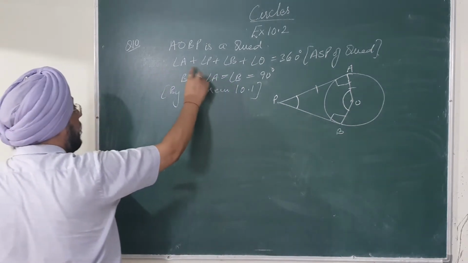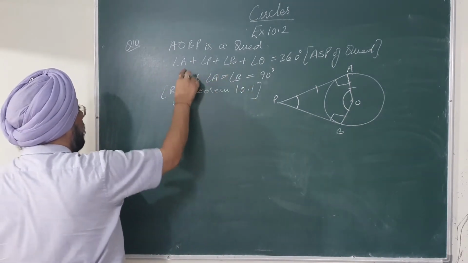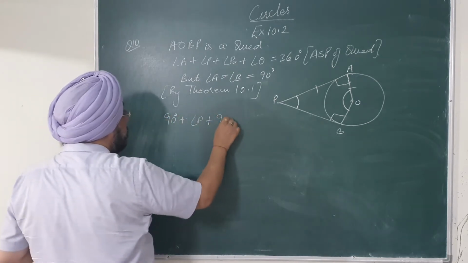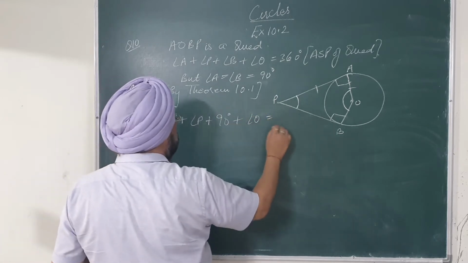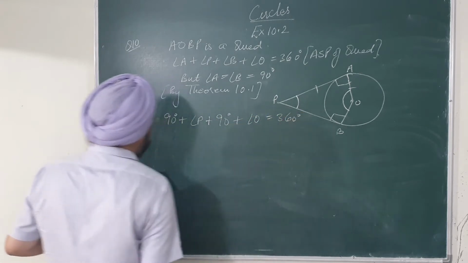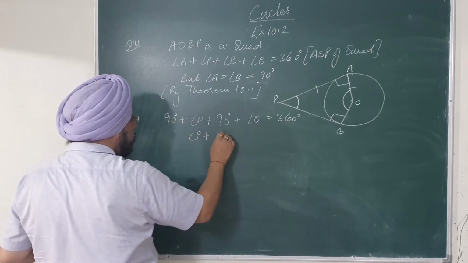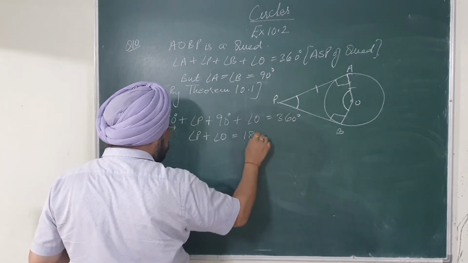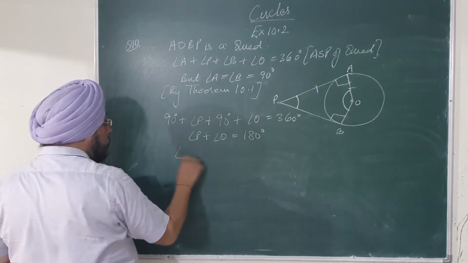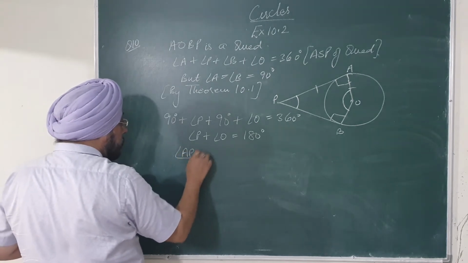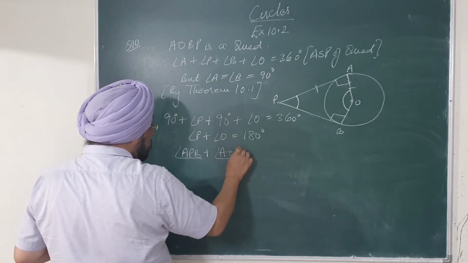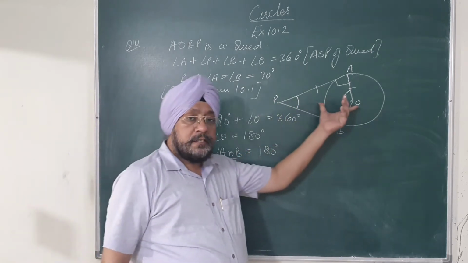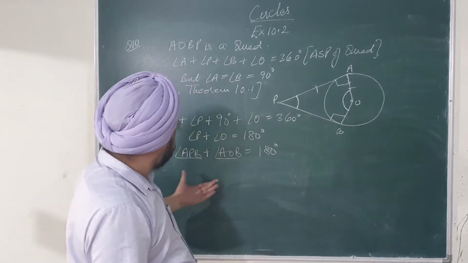Now substitute these values here. In place of A put 90 degrees, P remains the same, B is again 90 degrees, O remains the same, so this is equal to 360 degrees. So we get angle P plus angle O, so 90 plus 90 is 180. Subtract 180 from 360, we get 180 degrees. Or you can say angle APB plus angle AOB must be equal to 180 degrees, or these two angles are supplementary angles. So this is question number 10.